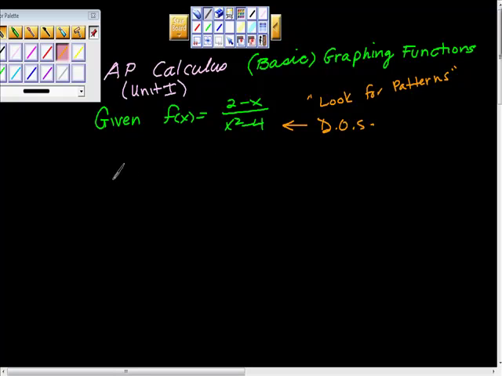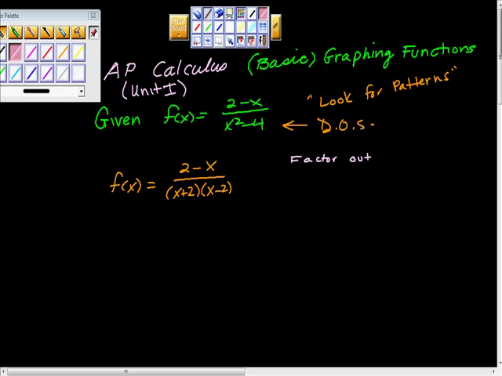So this is what I'm going to do here. I'm just going to rewrite my f of x. F of x is equal to 2 minus x over, and this is a difference of squares, so it's (x plus 2)(x minus 2). From there, this started to give me something to think about, because I can look at this, 2 minus x, and neither of these has a negative x. But what if we factor out a negative 1?